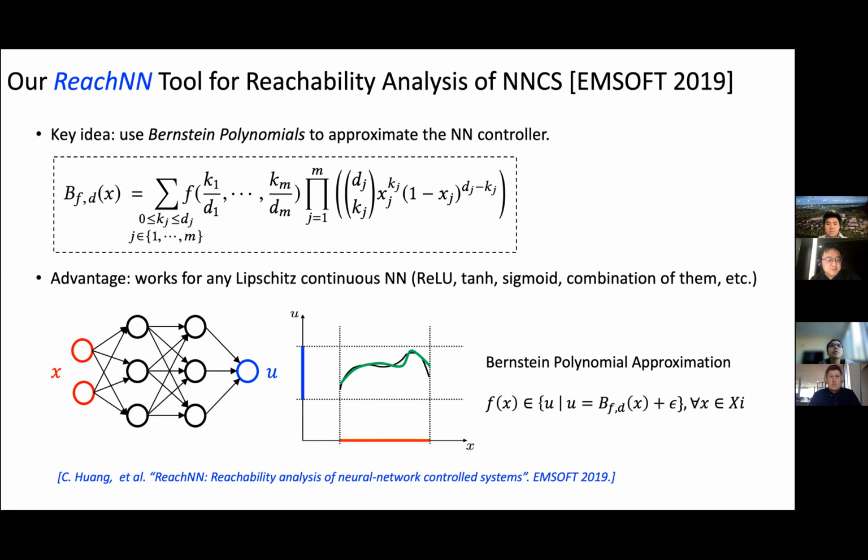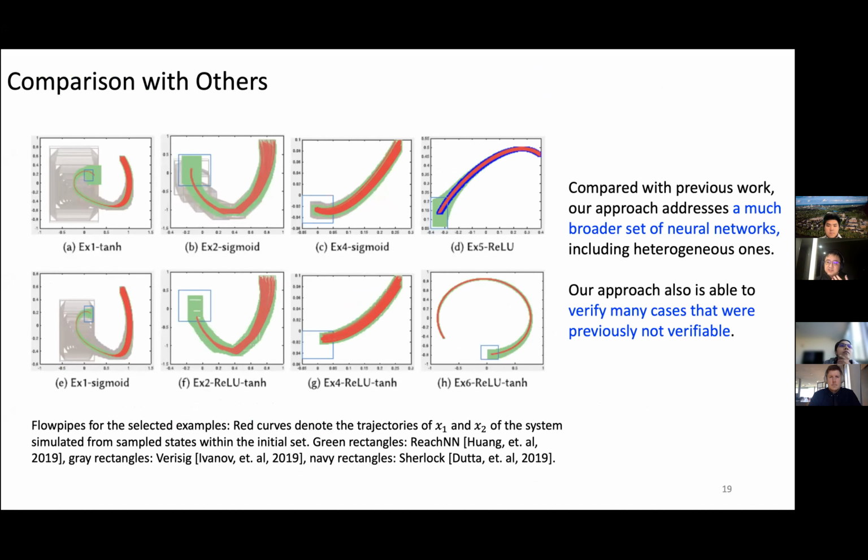The key in this problem with respect to neural network-based analysis is how we can approximate the neural network-based controller and then connect it with safety verification tools in the literature. So we had this idea a couple of years ago of using Bernstein polynomial to approximate the entire neural network controller. Given the time, I won't go into the details, but the result was actually quite promising. We found that compared to some of the other approaches in the literature, we were able to formally prove the safety of a number of cases that were previously not verifiable.